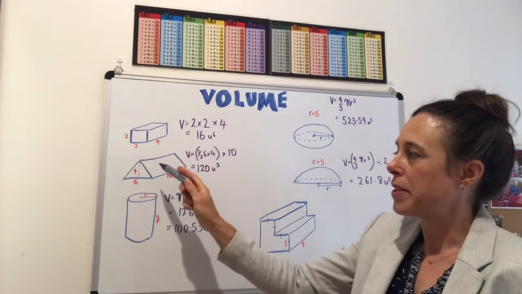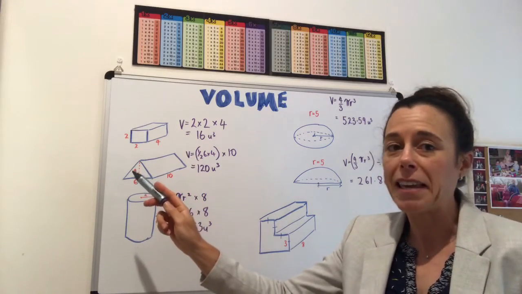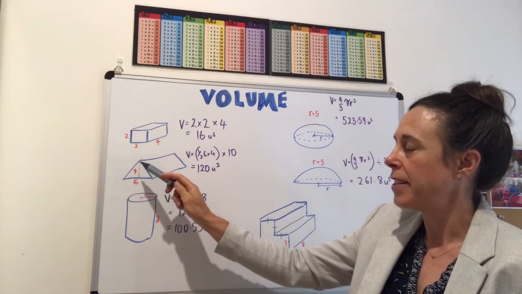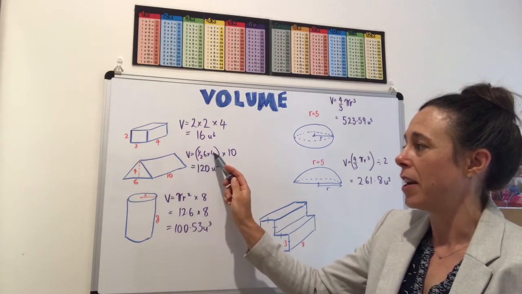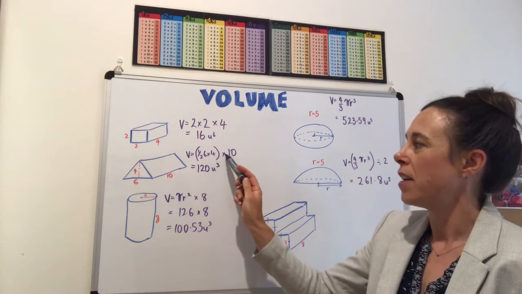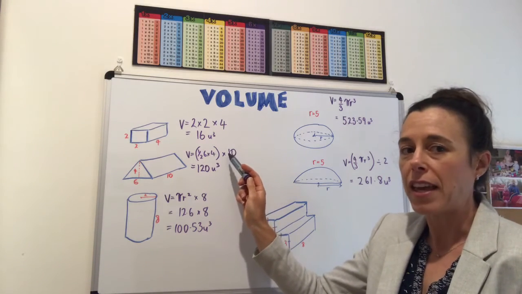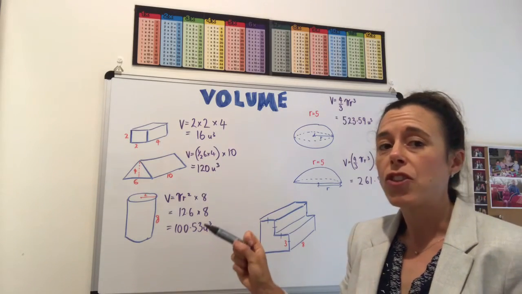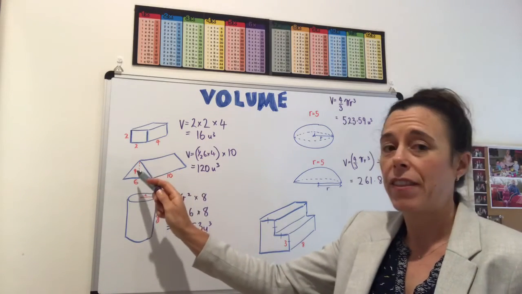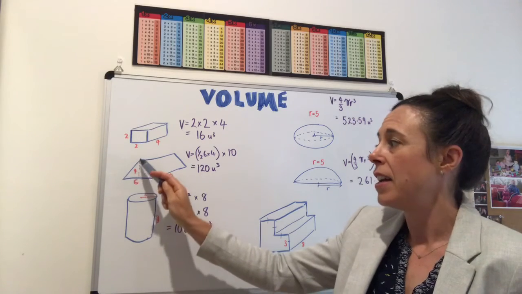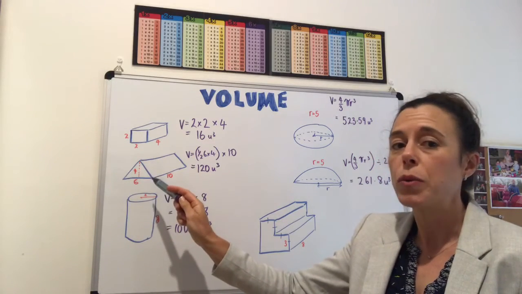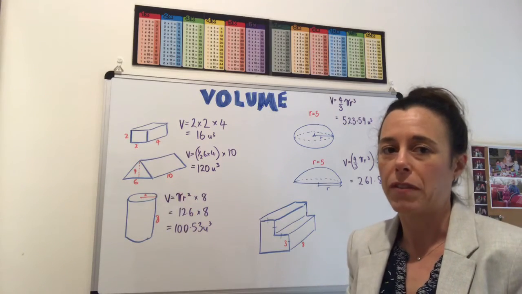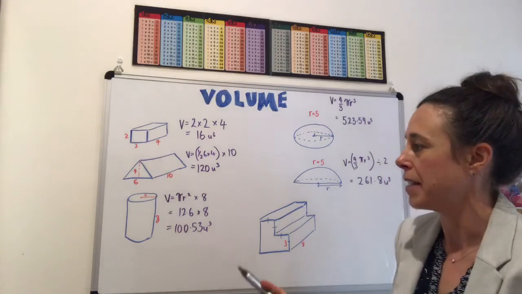This triangular prism here, we were lucky enough to be given the height, so we find the area of this end, which is half base times height of the triangle, times by the length of the solid to give us the overall volume. Now with a triangular prism, if you weren't given the height and you were given the side lengths, you would need to use Pythagoras to find the height before you could find the volume of that shape. So that's just something to keep in mind.